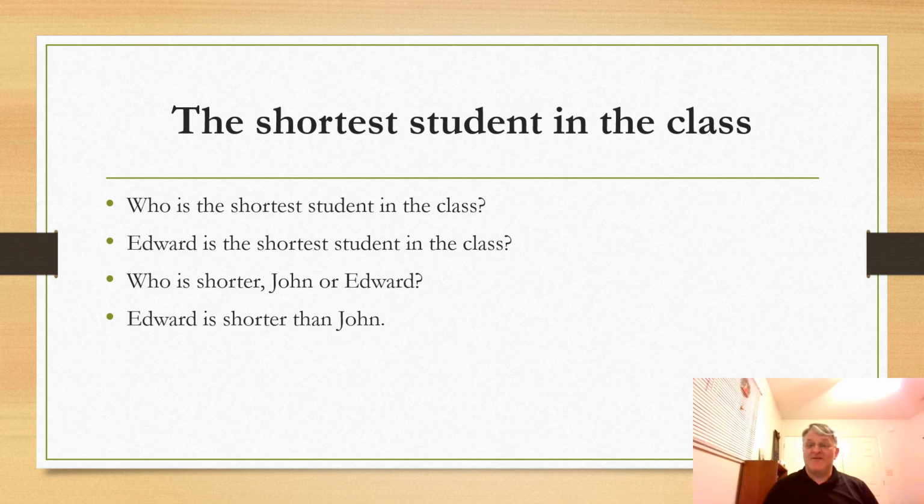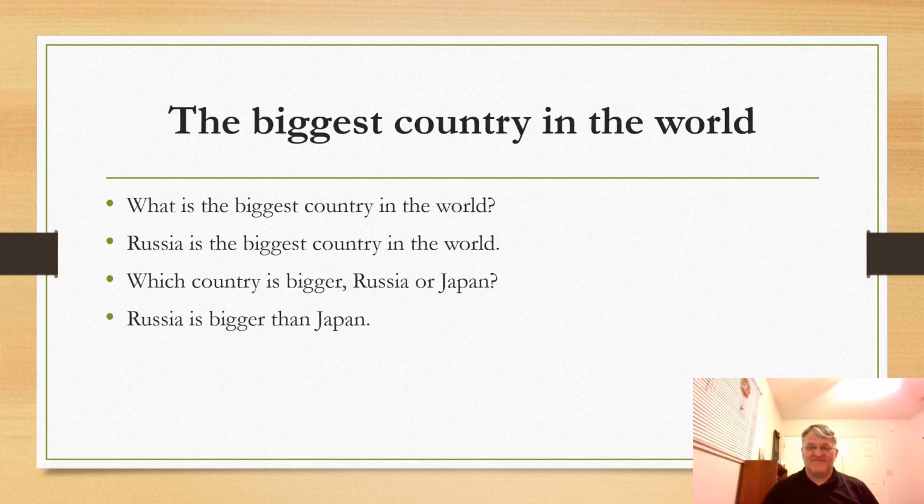Now we also have the shortest student in the class. So we have the tall student, the tallest student, a short student, and the shortest student. So who is the shortest student in the class? Exactly, yes. Edward is the shortest student in the class. Now, John and Edward are short, but who is shorter, John or Edward? You're right, exactly. Edward is shorter than John. So we have short, shorter, and shortest.